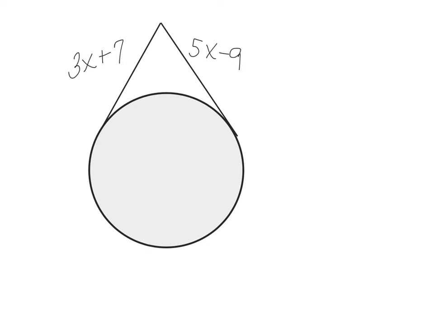Okay, so my next problem, I have two tangent lines, and they intersect outside the circle up here. Whenever you have two tangents that intersect outside the circle, and they go to the same circle, those tangent segments are equal. And so I know that that segment is equal to that one. So when I write my equation, I get to set them equal to each other. Okay, so it's 3x plus 7 equals 5x minus 9.